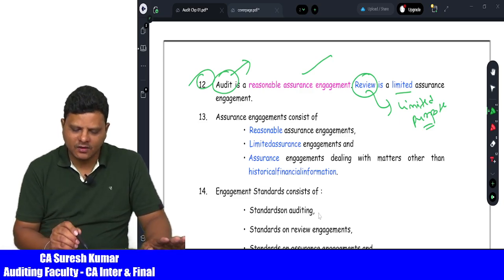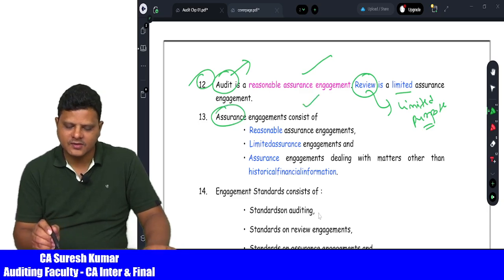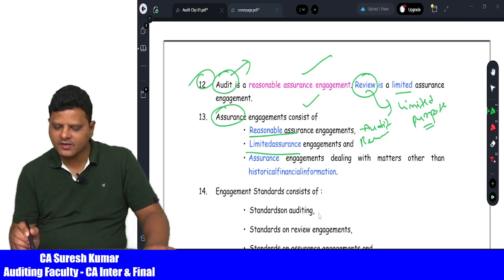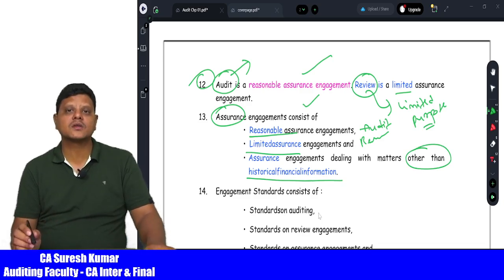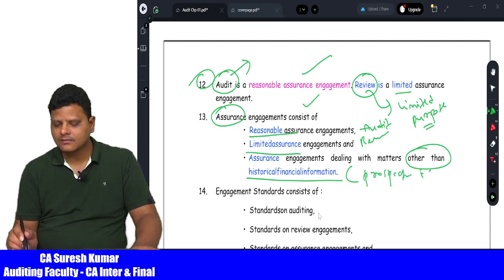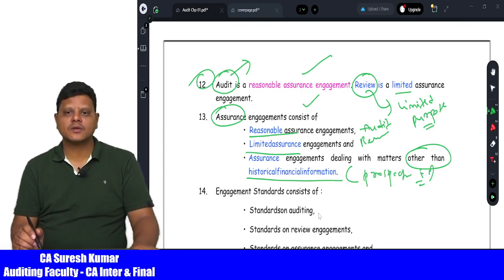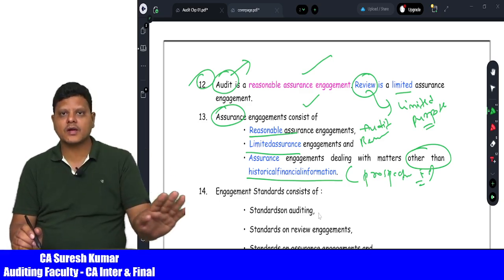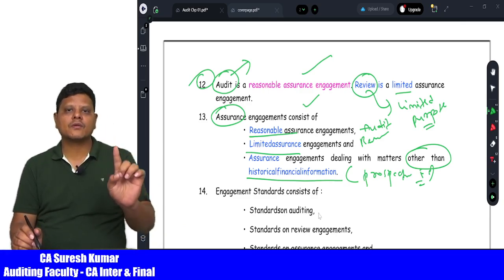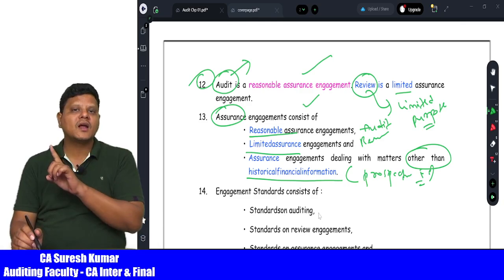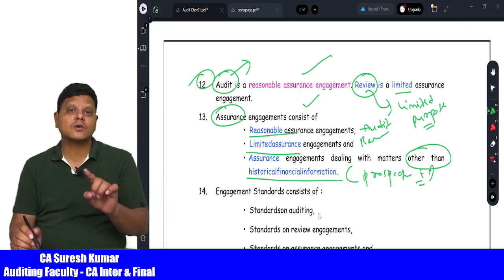Then assurance engagements are of the following types. Assurance engagements may be reasonable assurance engagements, which is for the audit, limited assurance engagements, which is for the review, and assurance engagements dealing with matters other than historical financial information. Other than historical means what? It is about the prospective financial statements. The auditor may give assurance about prospective information also, but it is not an audit report. Audit report will always be given on what? Historical financial statements only. Audit will never be given on prospective financial statements. This is what the examination question is.